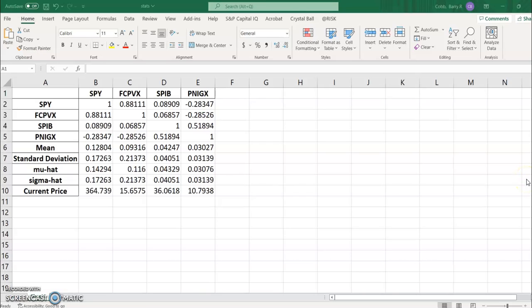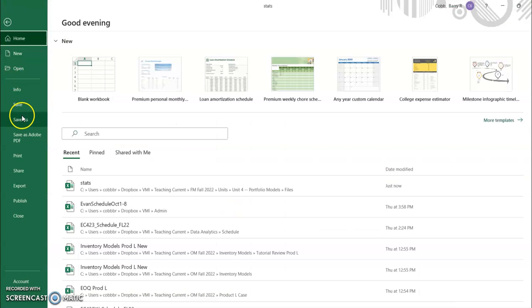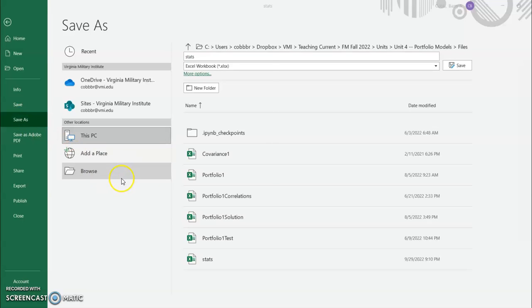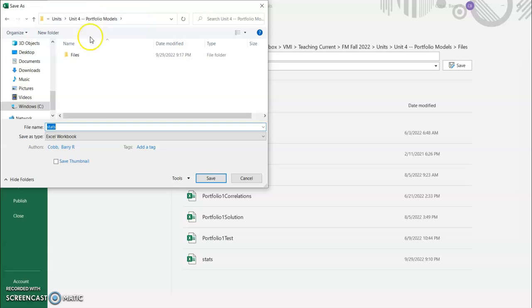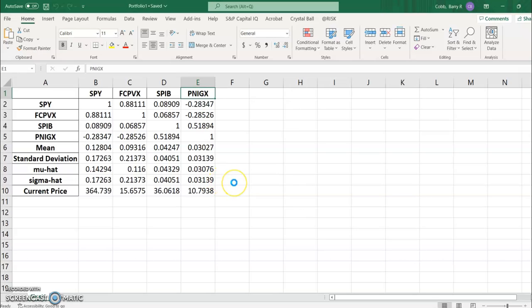Recall that previously we had downloaded the correlation matrix and other statistics from these four mutual funds that represent large company stocks, SPY, small company stocks, corporate bonds, and government bonds. And so this is the stats file that we downloaded after running the Portfolio1 notebook in Python. So I'm going to save this off as a file called Portfolio1, just to save it as a different name.